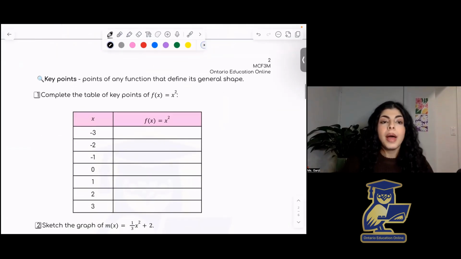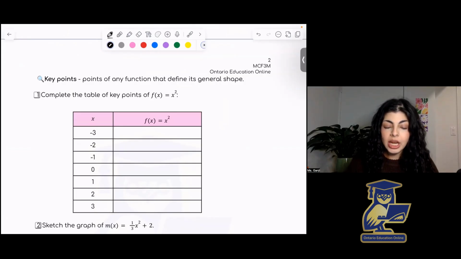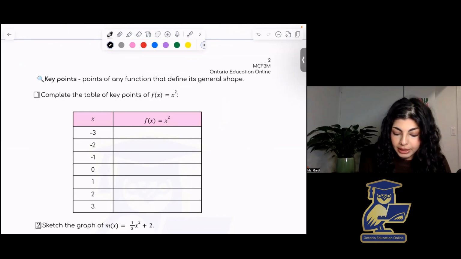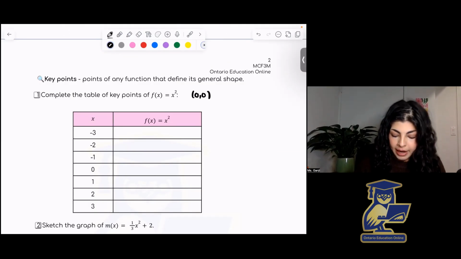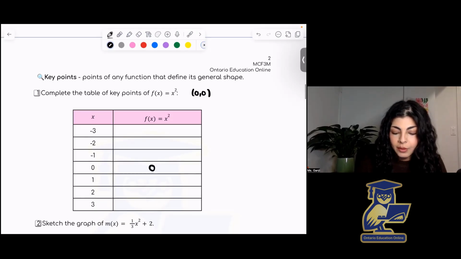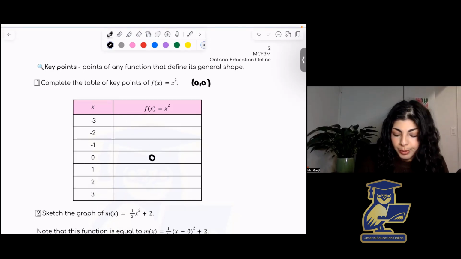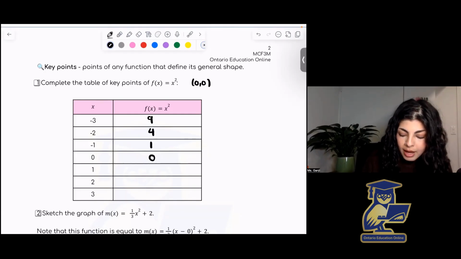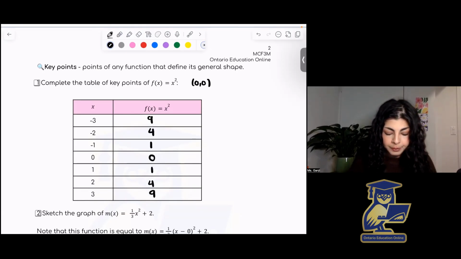Now, I already mentioned this, but key points is our new vocabulary on this page, and that's pretty much the points that define the general shape of the function. And typically that starts with our vertex for the quadratic and some of the nearby points. So the vertex of the parent function is our 0, 0 point. So we definitely want that in there. And I'll just fill that there. And then we typically choose integer values to make it a little more simple and work with friendly numbers. So here we'll have 1, 4, 9 as well as 1, 4, 9.